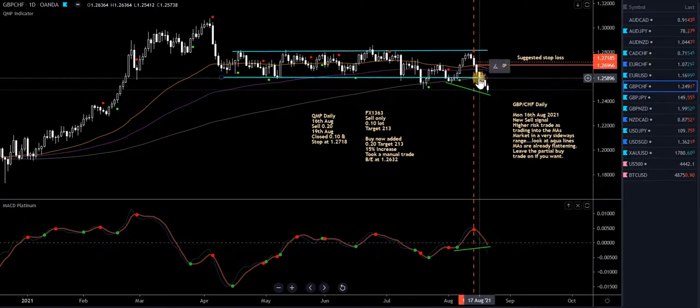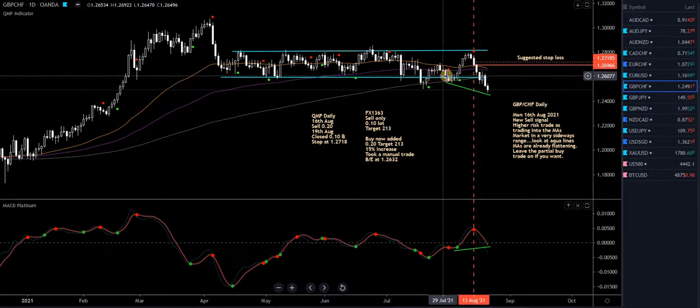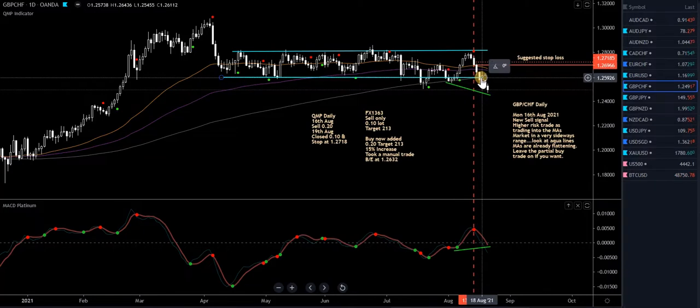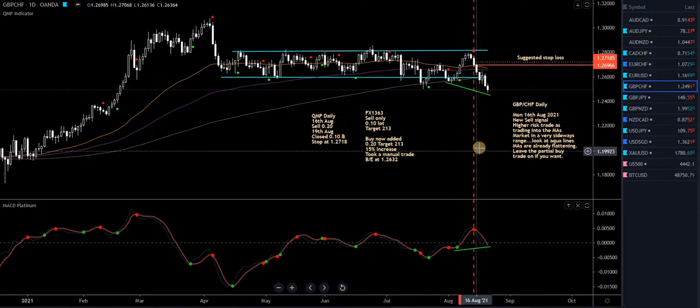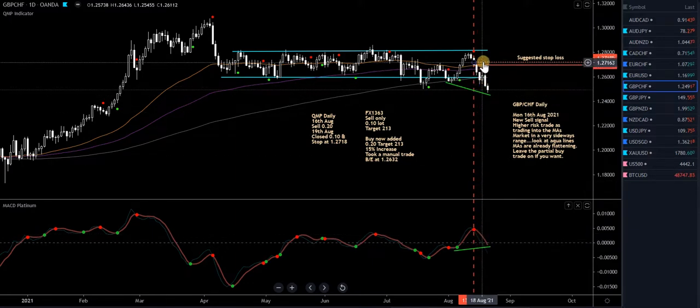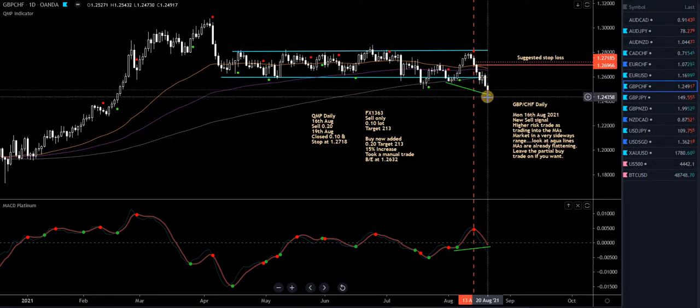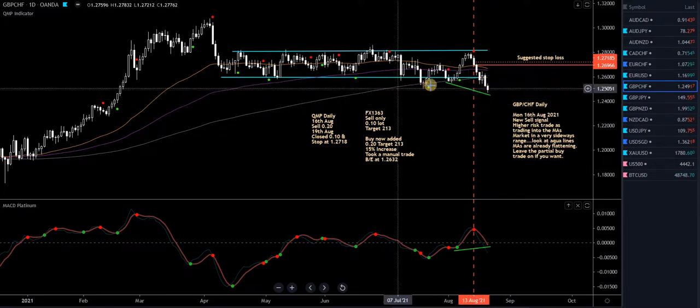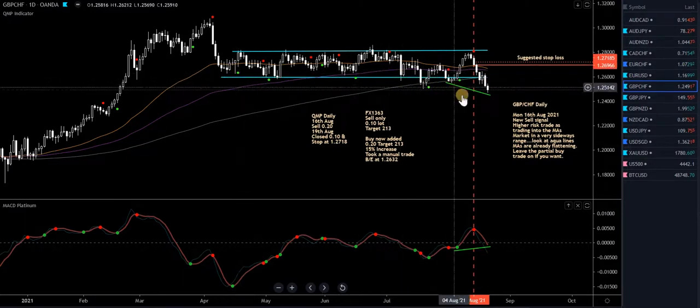As soon as we broke through this previous line that's been drawn, the support level here, I closed half, and that's supported by the MACD Platinum getting close to the zero level. Bring the stop in, tighten it up. We had the bullish candle the next day and a nice bearish candle on Thursday, and we're heading down Friday, possibly breaking out of this range.